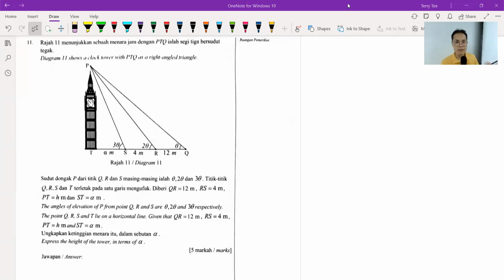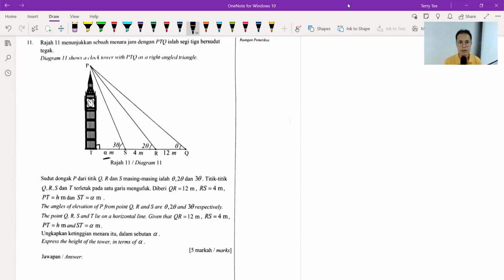Okay, question 11. This is from trigonometry. This question is very interesting. Here we have a clock tower PTQ with a right angle triangle. The angles of elevation of P from Q, R, and S are given as 3 theta, 2 theta, and theta. You're supposed to express the height of the tower in terms of alpha. You notice this length is alpha.